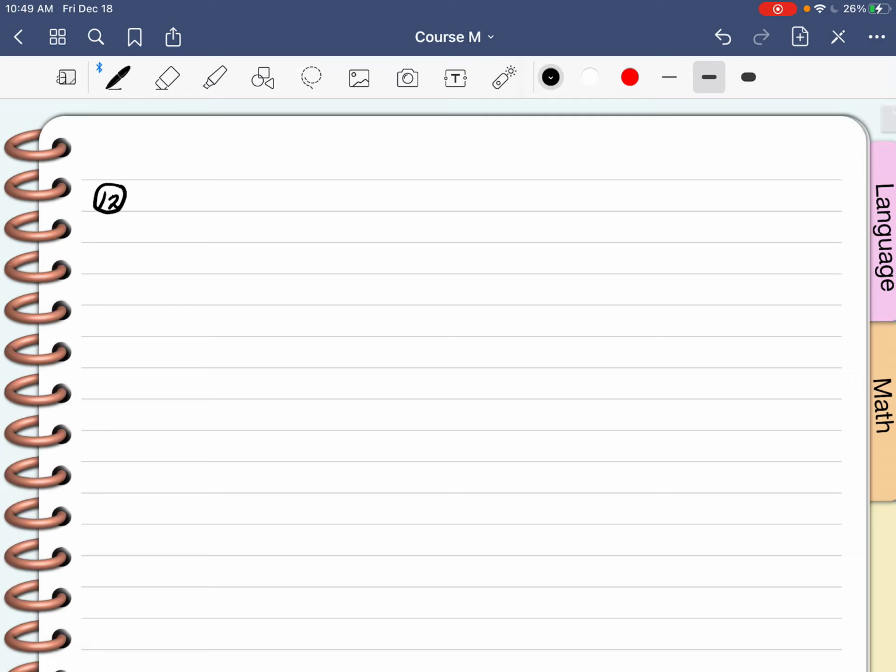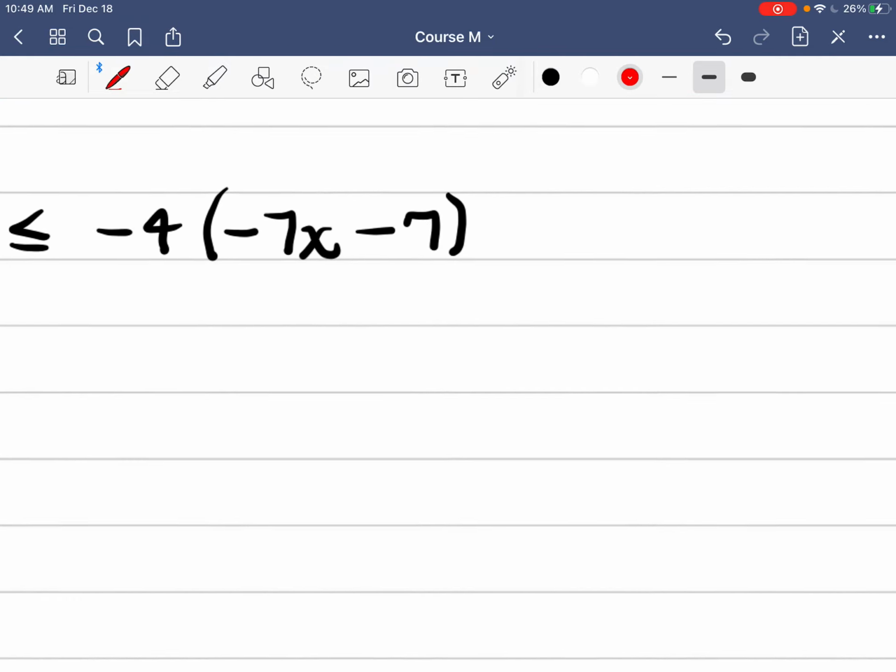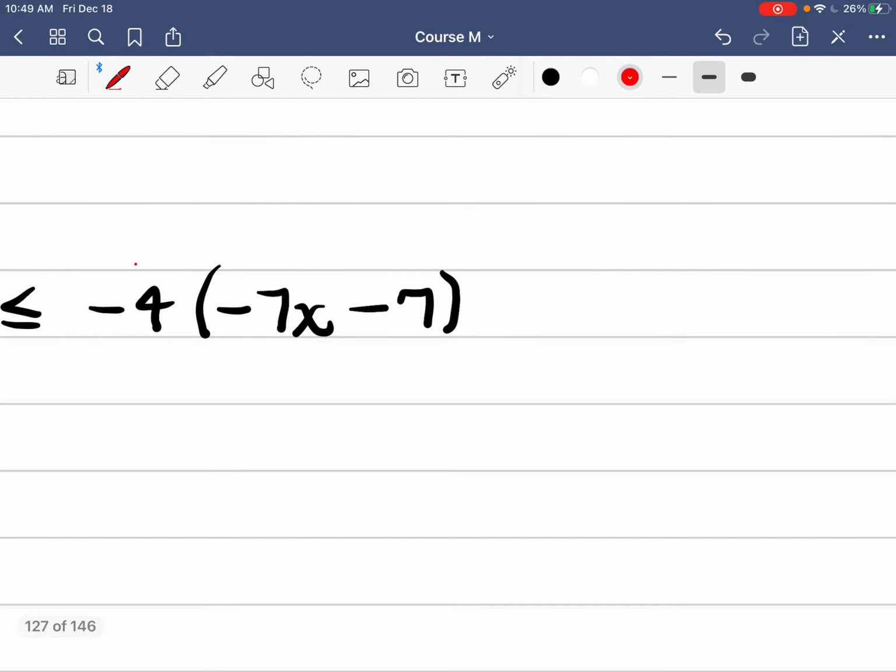Okay, number 12. I have 28 minus 7x is less than or equal to negative 4 parentheses negative 7x minus 7 parentheses. We need to get rid of parentheses first. Be careful, because you're multiplying by a negative 4.